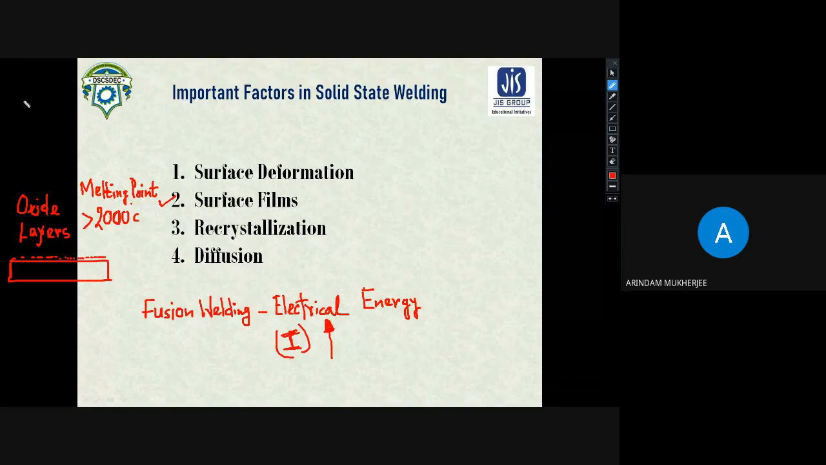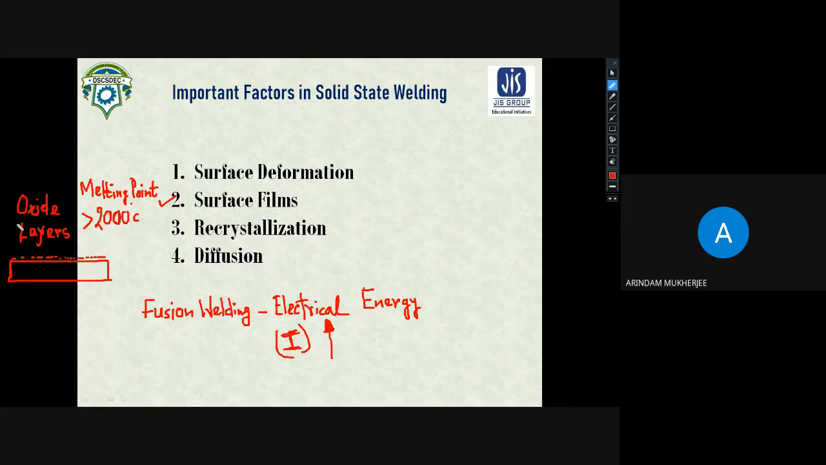So for these oxide layers, in the case of fusion welding, we generally do a kind of preheating. That means before the welding process starts, we preheat the material so that these oxide layers can be melted.